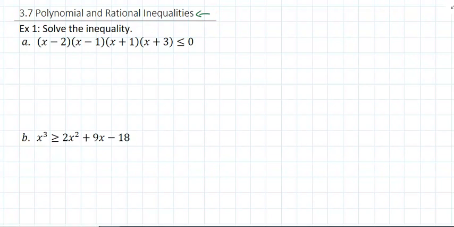You have 2 options, and I'm going to show you both options on every problem in this section. One option is to use a test line. This is 0 at 2. This is 0 at 1. This is 0 at -1. And this is 0 at -3. Included.